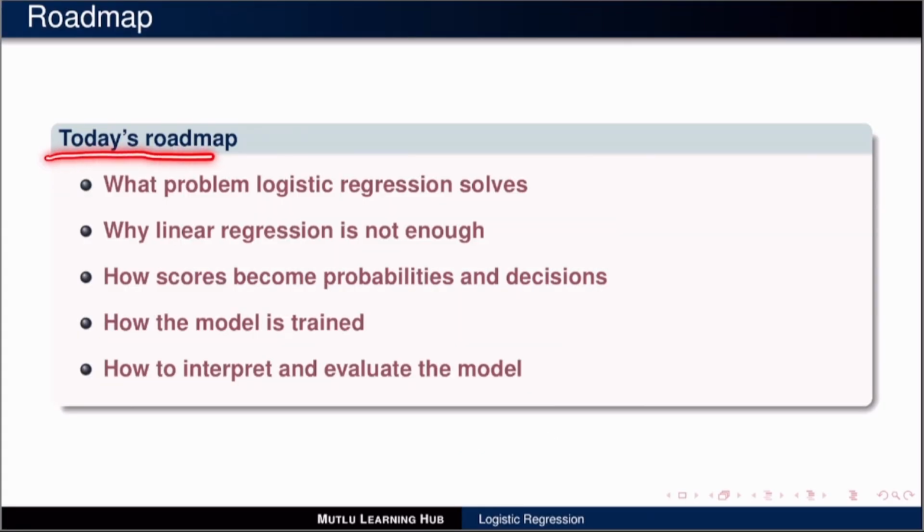Here is the plan for today. First, we'll understand the problem logistic regression solves. Then, we'll see why linear regression is not enough. After that, we'll turn scores into probabilities and decisions. We'll briefly look at how the model is trained. And finally, how to interpret and evaluate it. Let's start with the problem.